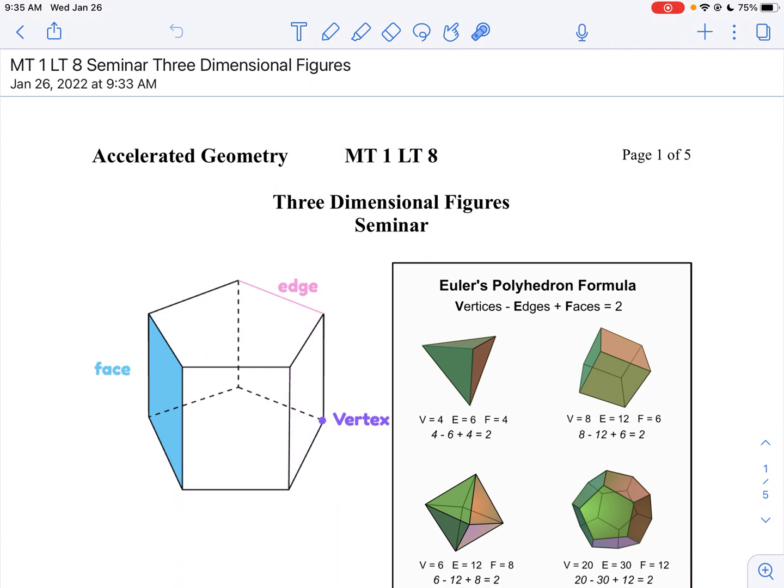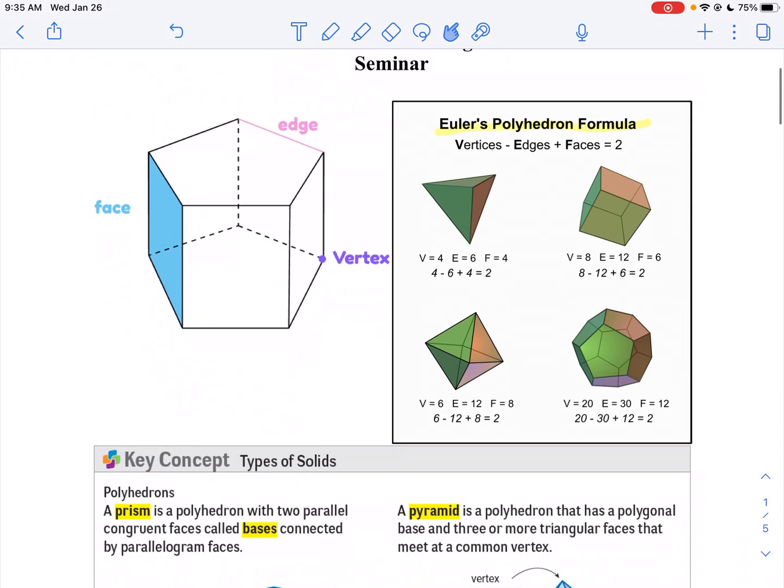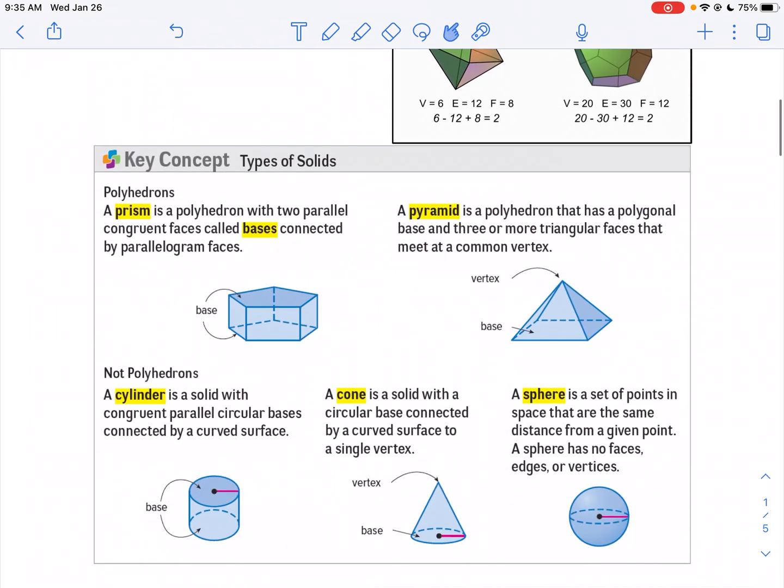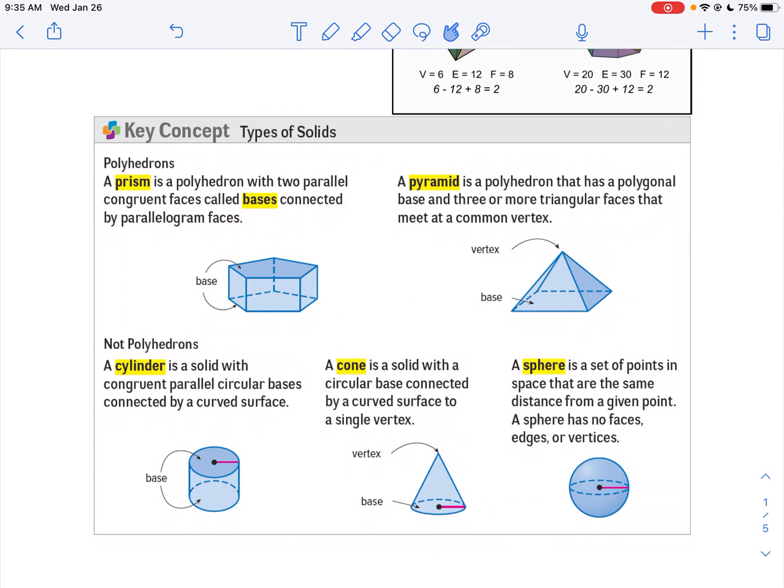And then we have this Euler's formula. He was a blind mathematician, believe it or not. He came up with this by studying. He noticed that if you take the number of vertices of any polyhedron, subtract the number of edges, and add the number of faces, it will always equal 2. Always, no matter what.